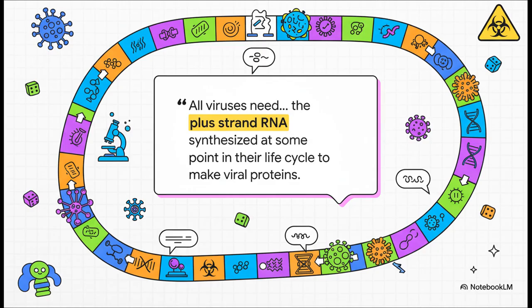One, they have to make a plus-strand RNA so the cell can make viral proteins. Two, they have to make more copies of their genome. Every weird, complicated viral life cycle you see is just a different answer to these two fundamental problems.